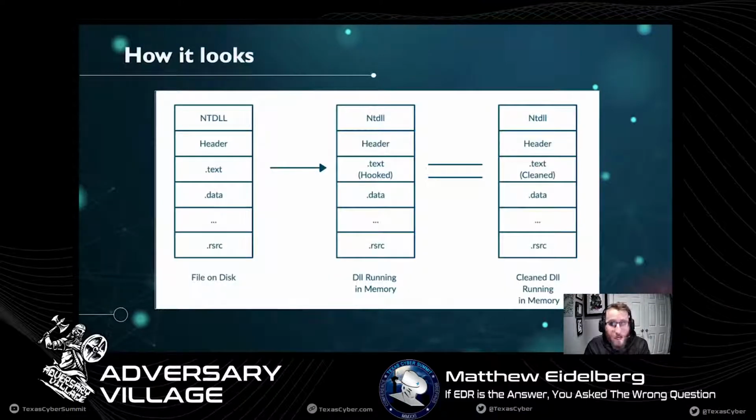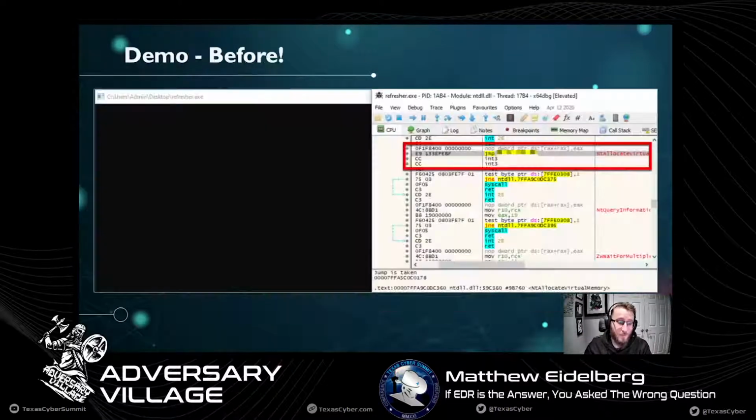And this is how it kind of would look. You can see we have the file on disk. In the middle, we have the DLL running in memory, which is hooked. And if we take the file on disk and override that text section, all of a sudden we get a clean version.